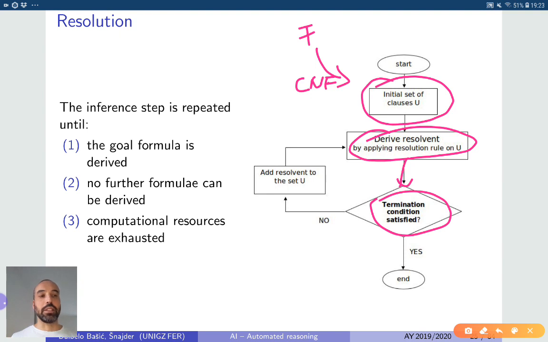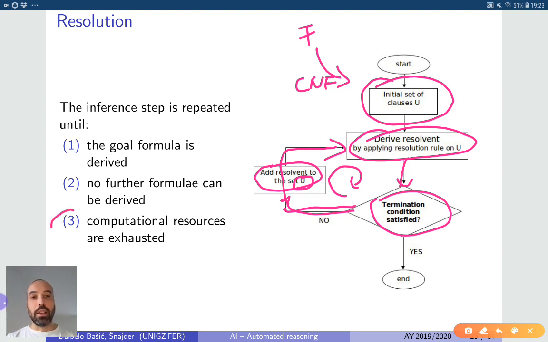There are two things that can actually happen here for me to finish. The first is, okay, I derived what I wanted to derive, so hence I was able to prove the deductive consequence. Or I haven't, and in this case, what I've just derived is not the final thing. I'll add it to the set of clauses U, and then I'll continue and repeat this over and over again. So I'll be deriving things, adding them to my set of clauses, and doing this all over again until I'm able to derive what I wanted to derive, right? The goal, the target formula.